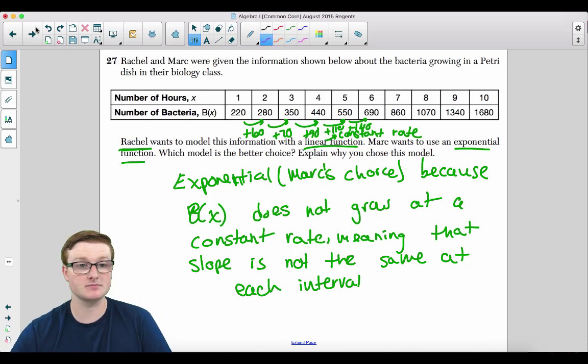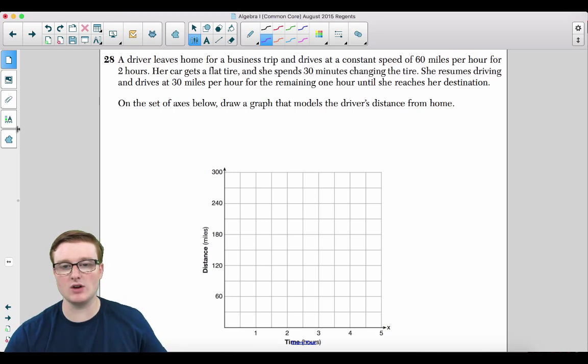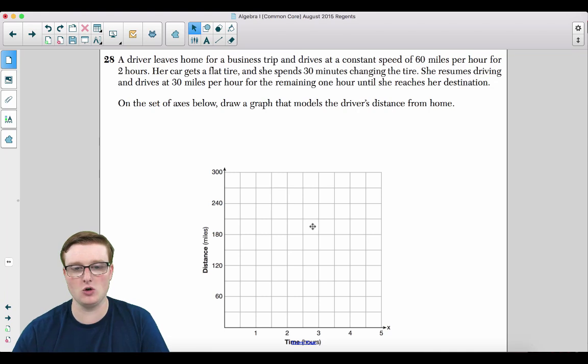Okay, cool. 28. A driver leaves home for a business trip and drives at a constant speed of 60 miles per hour for 2 hours. He then gets a flat tire and spends 30 minutes changing that tire. She then resumes driving and drives at 30 miles per hour for the remaining 1 hour until she reaches her destination. On the set of axes below, draw a graph that models the driver's distance from home.